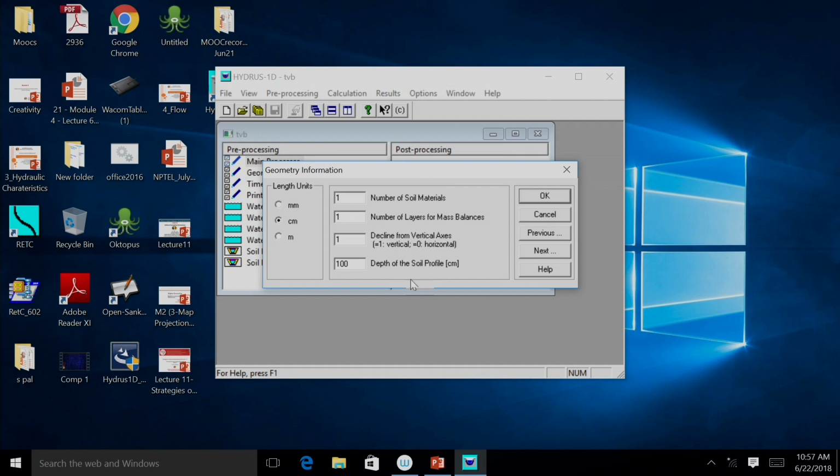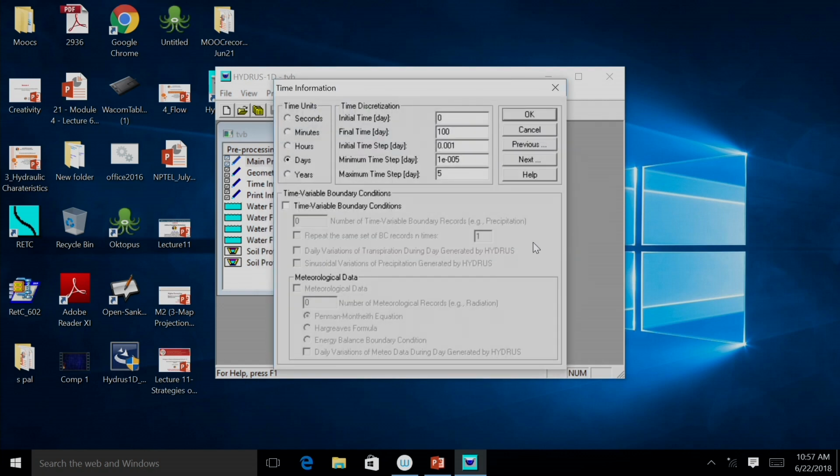The depth of the soil profile by default is 100 centimeters, and you can change it if you have any other values. Then if you select next, here is the time information, with units for time: seconds, minutes, hours, days and years. The default value is days, and I keep the days. Initial time is 0 and final time is 100 days. You may choose seconds or minutes, and you can consider time-variable boundary conditions also.